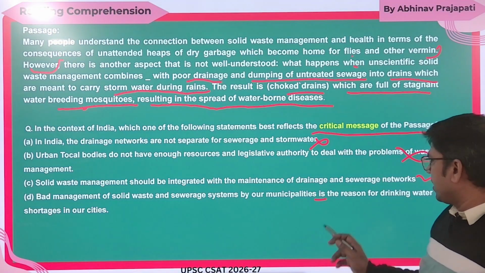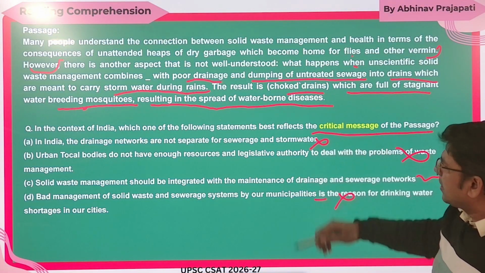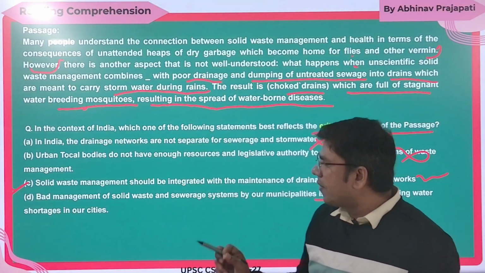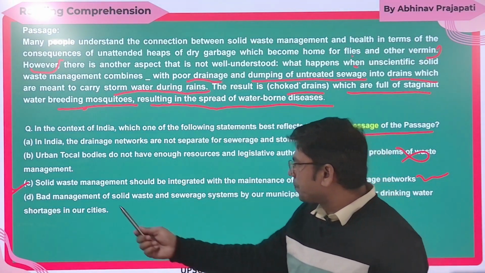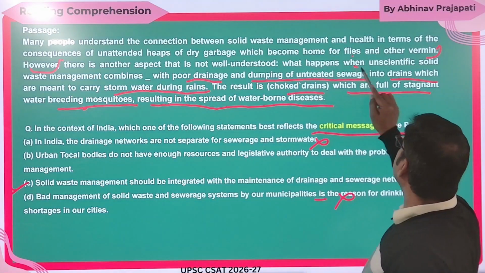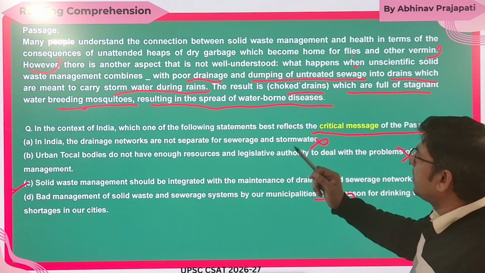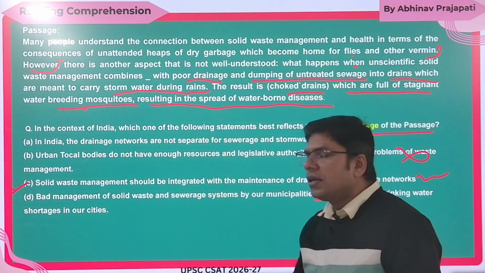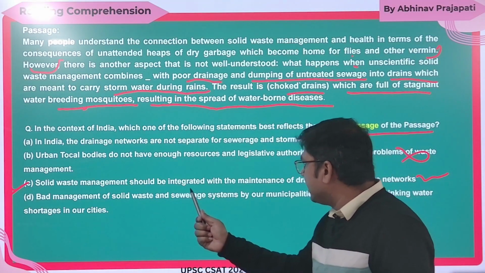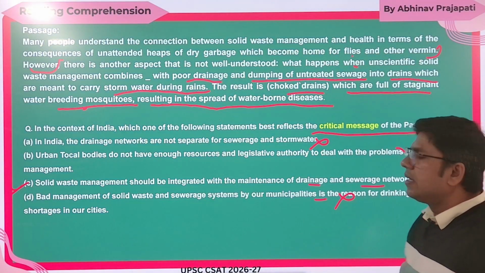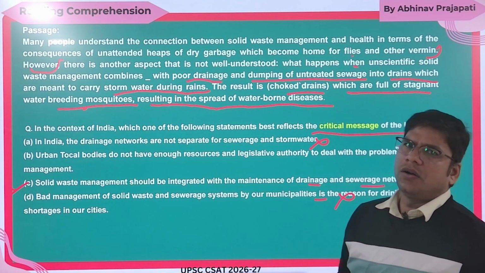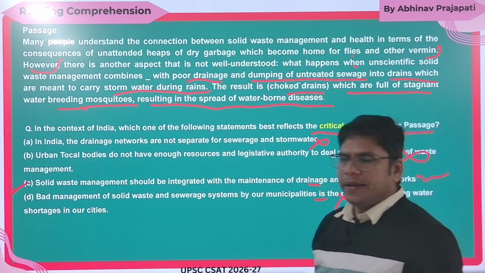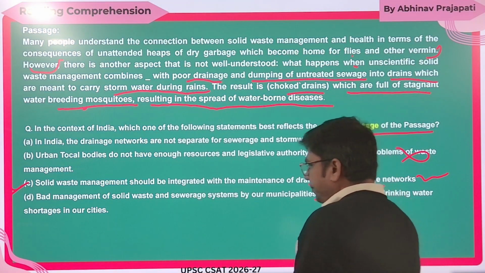So you have eliminated three options, so the rest is your correct choice. For this question, option C is the right answer. Here it has been said that unscientific solid waste management combined with poor drainage and dumping of untreated sewage causes problems. So when solid waste management is integrated with the maintenance of drainage and sewage, then there will be no issue of water logging, no issue of choking of the drainage. Okay, clear? Now in the next passage you can see.